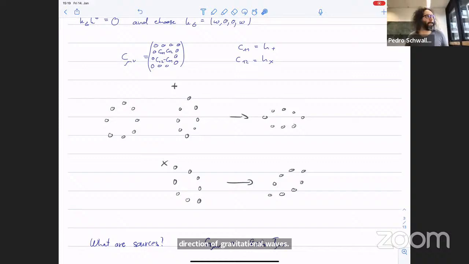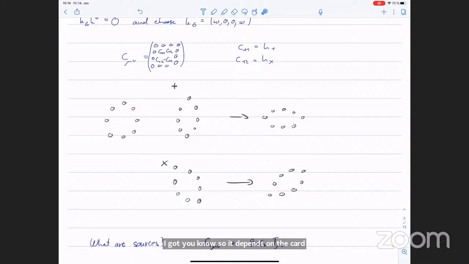It always, of course, depends on how you choose your frame of reference. Yeah. So indeed, if you change coordinates by 45 degrees, then I think you interchange the polarizations. Yeah, it's just a linear combination. Was that a reasonable answer to your question? Yeah, I got it now. So it depends on the coordinates we choose. Yeah, exactly. Okay. Thanks. Other questions?